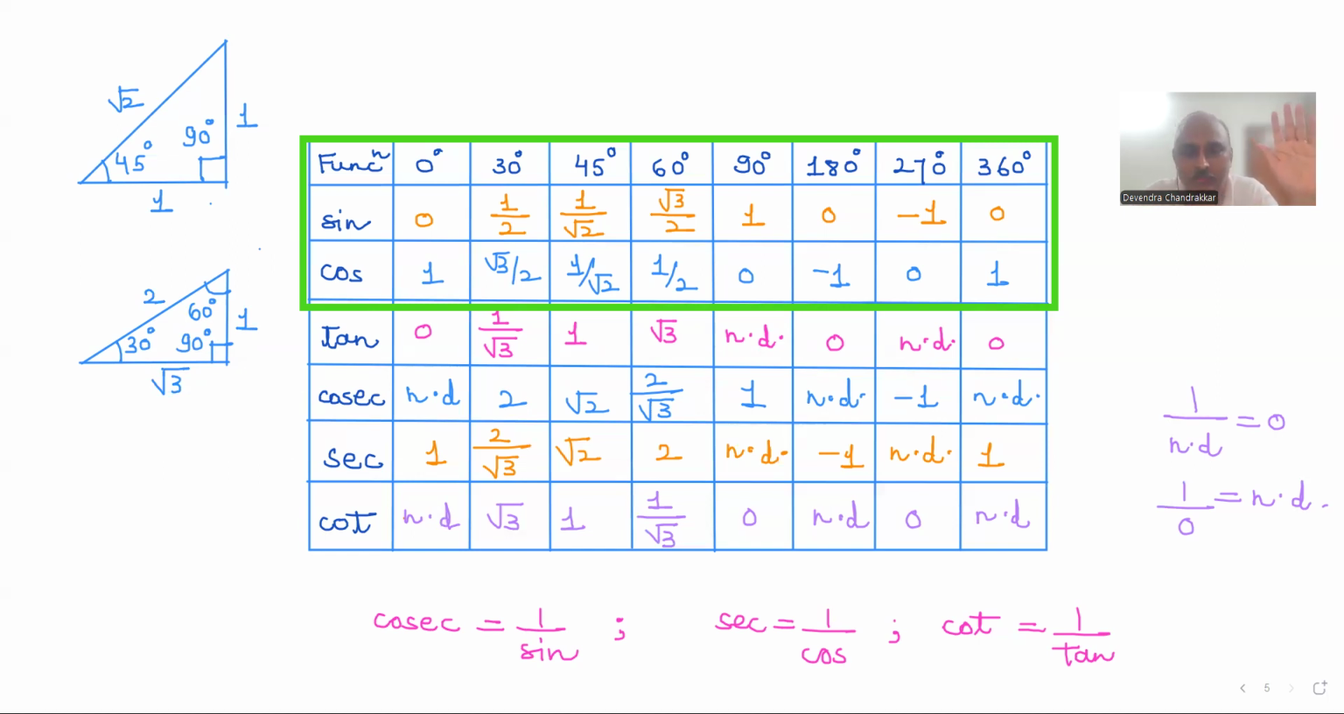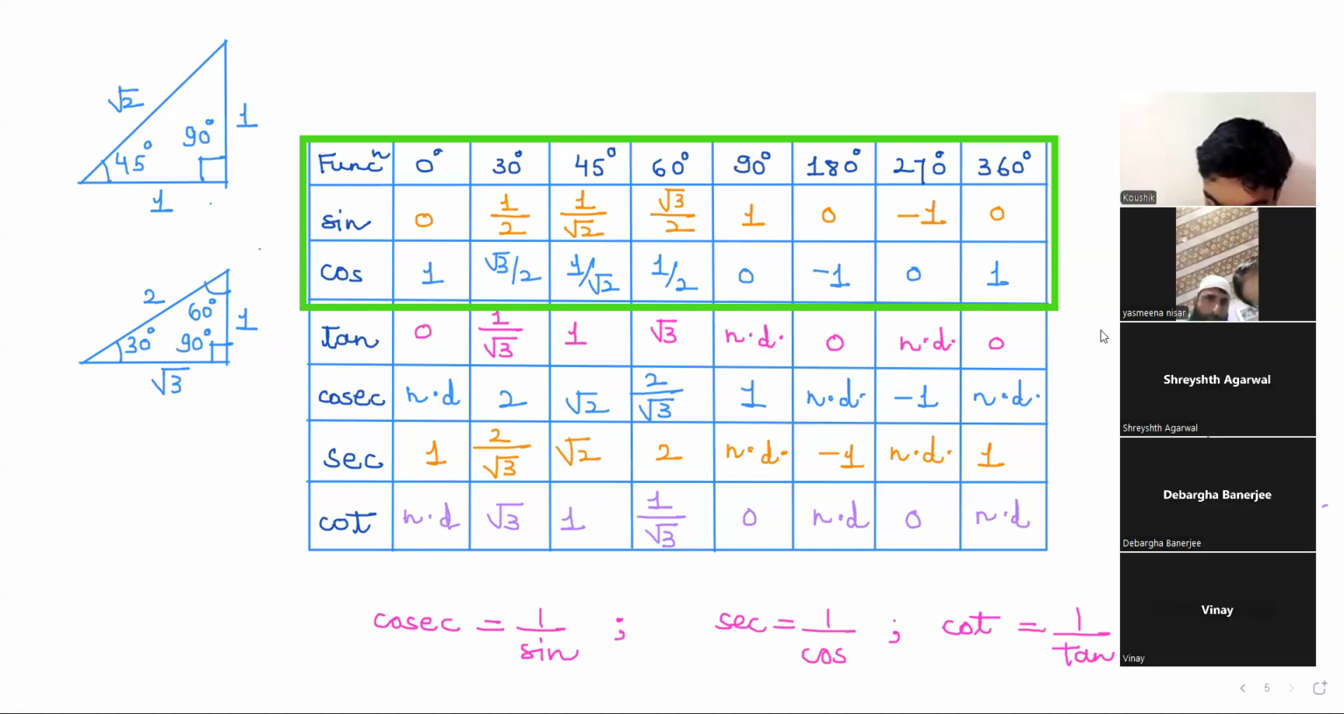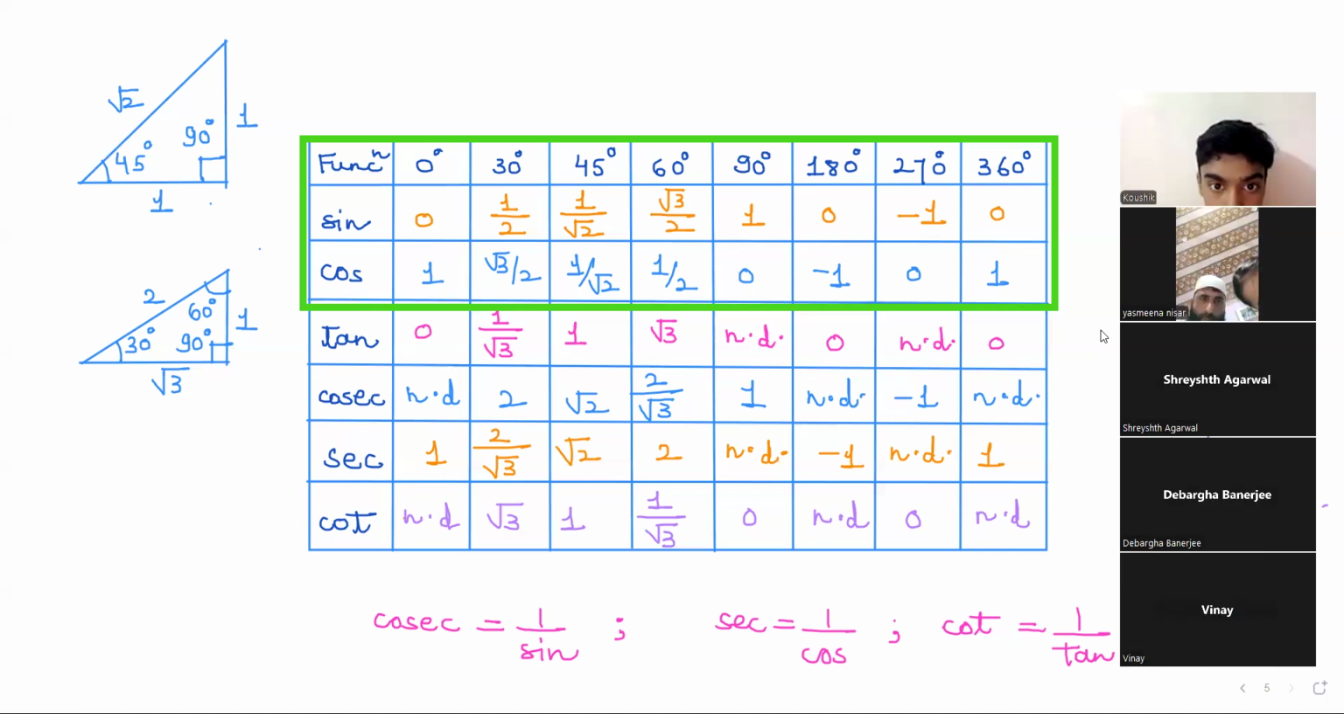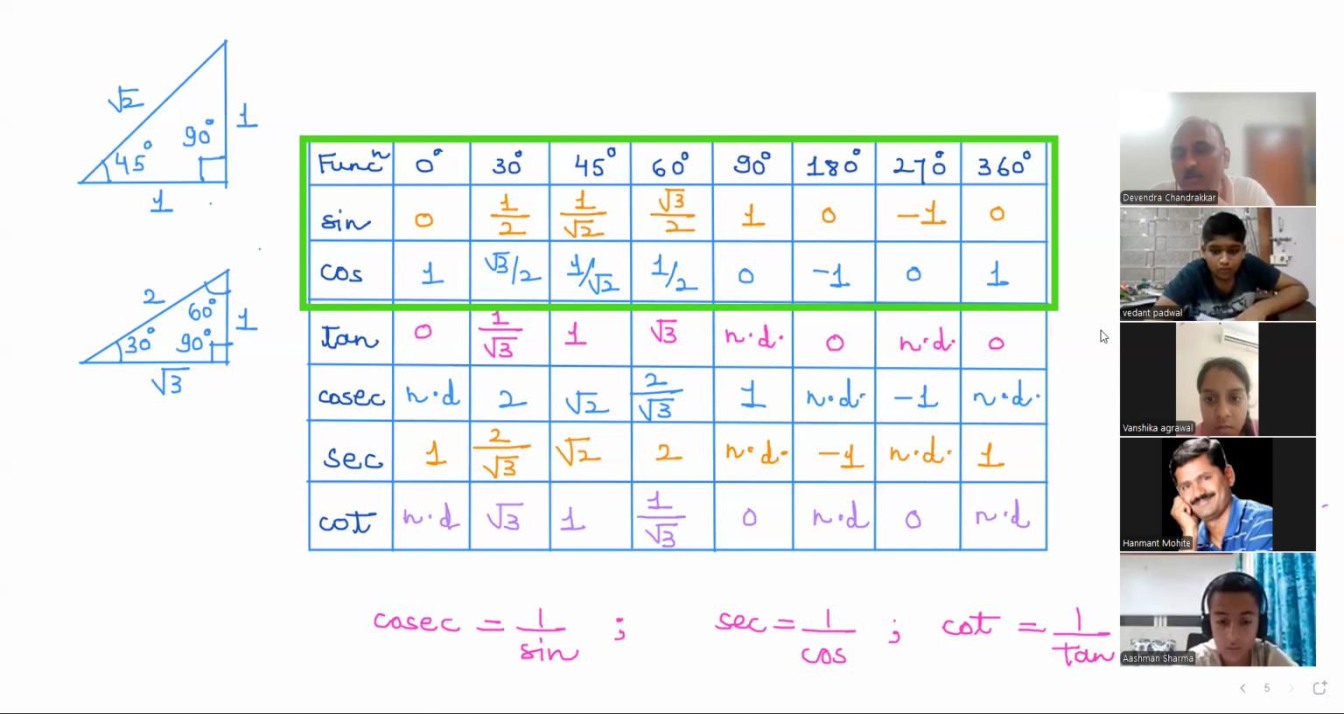Yes or no? Type yes or no in the comment window. Or unmute your mic and say yes or no. All of you. Yes, sir. Kaushik, Shresh, Debargha, Vinay, Gaurish, Vedant, Vanshika, Hanuman, Ashman. Yes, sir. Chalo, good. Note it quickly, beta. All of you note this.